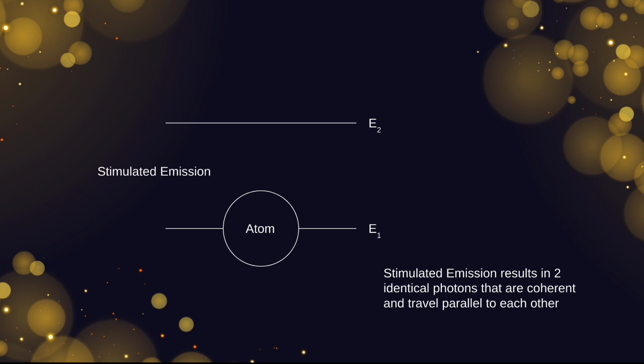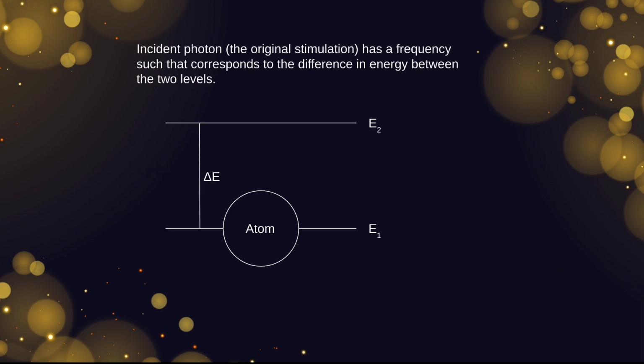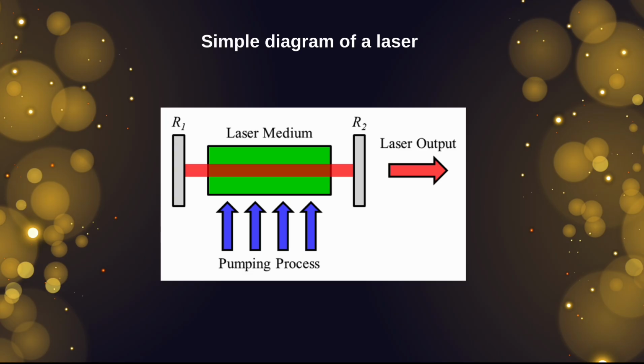A small technical detail that allows this reaction to occur is that the incident photon, or the one that originally stimulated the atom to energy level E2, has a frequency that corresponds to the energy difference between the two levels. Recall that on the electromagnetic spectrum, frequencies and wavelengths of light both correspond to the amount of energy it has. Now let's look at a simple diagram of a laser.